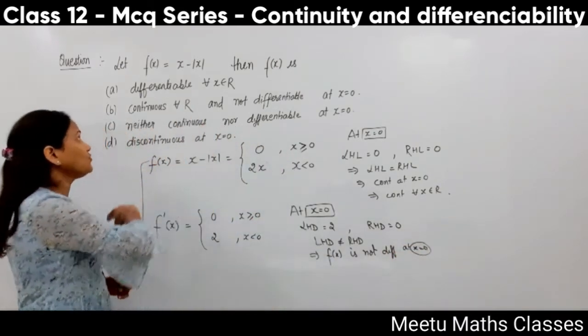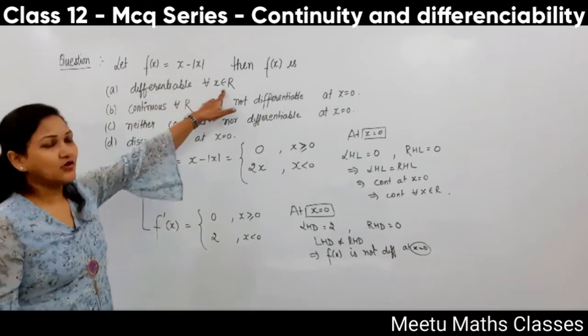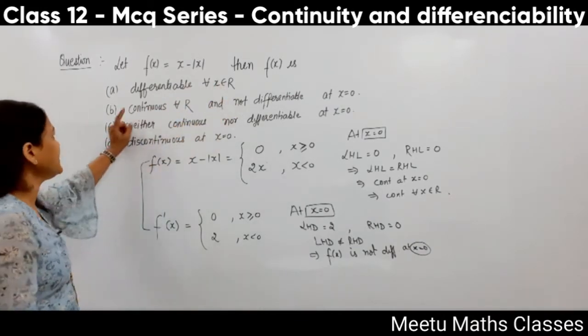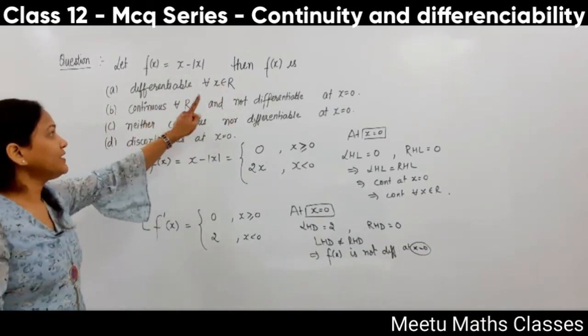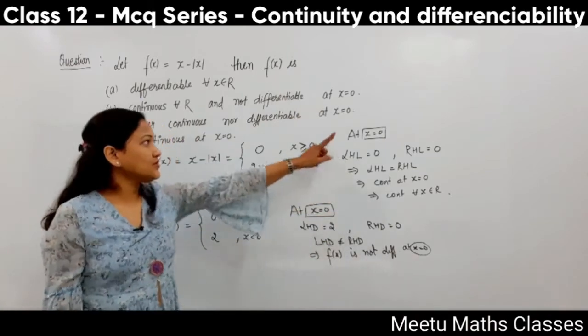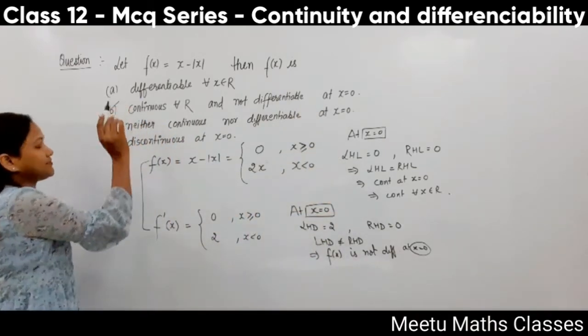तो आपका देखो अब कौन सा ऑप्शन आता है. Differentiable for all x belongs to R. This is incorrect. Continuous for all R but not differentiable at x is equals to 0. Yes, this option is correct.